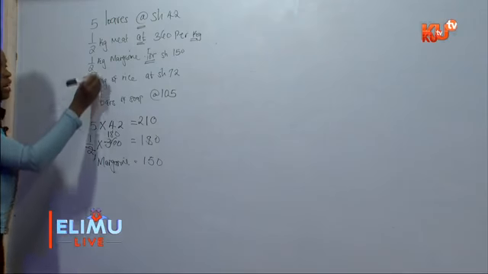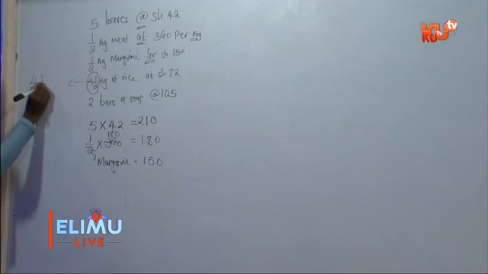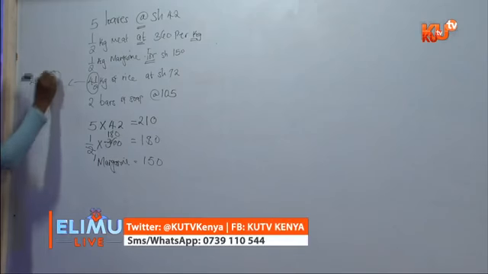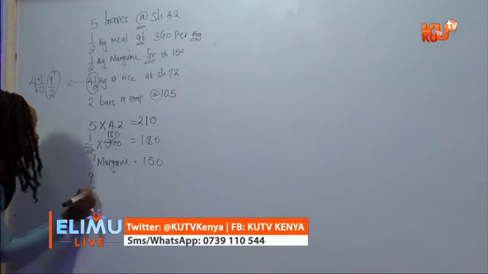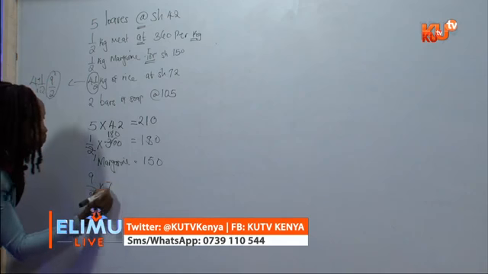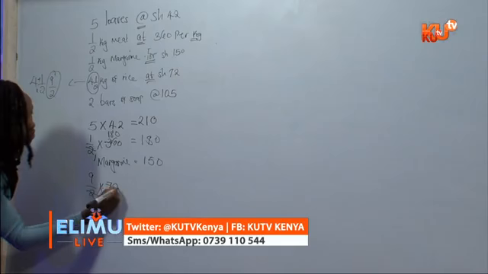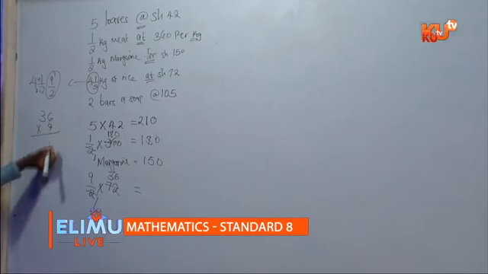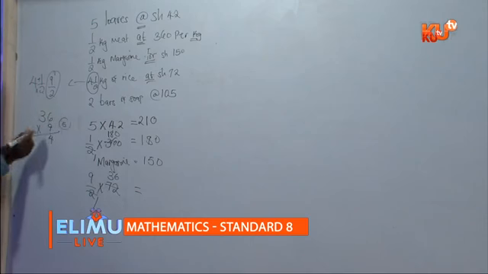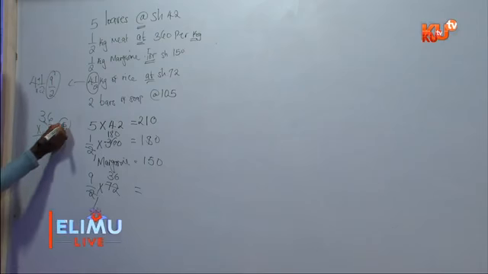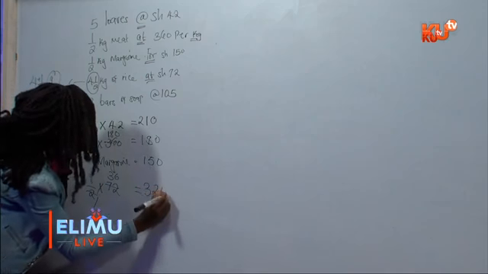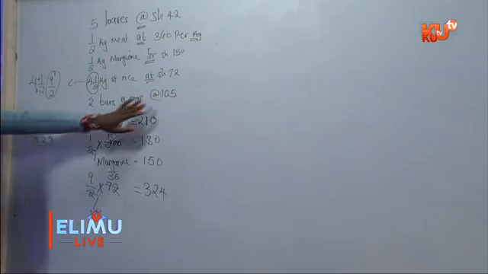Then we have 4.5 kg of rice at 72 shillings. We change this 4.5 to an improper fraction. So 4 times 2 plus 1, this is 8, 9. We get 9 over 2. So I'm going to use 9 over 2 instead of 4.5. 9 over 2 times 72. So by 2, 1, by 2, 36. So I have 36 times 9. 9 times 6 is 54. I write 4, I carry 5. Then 3 times 9, 27. 27 plus 5, I get 32. 324.